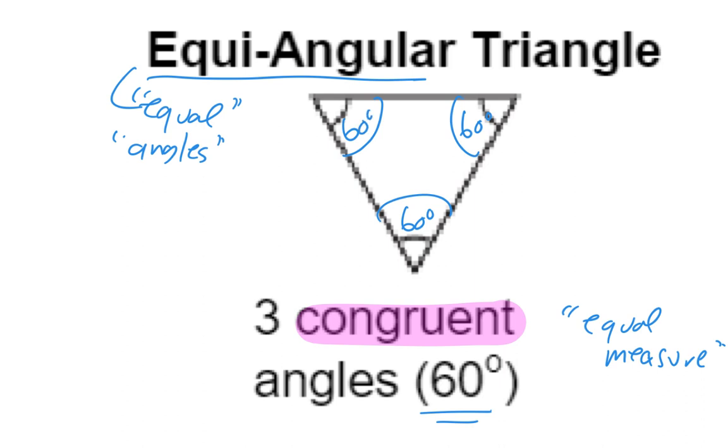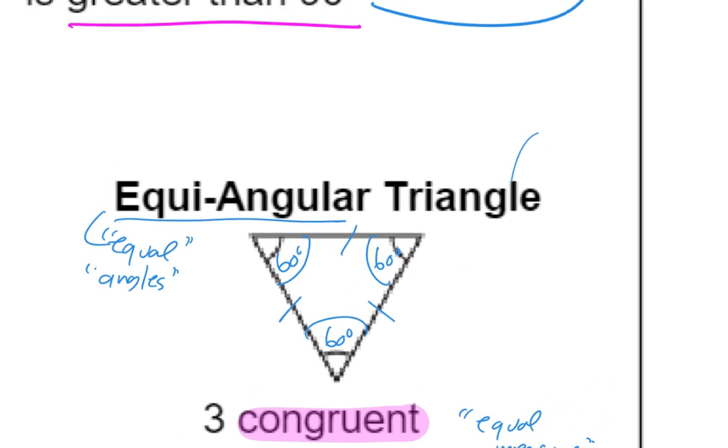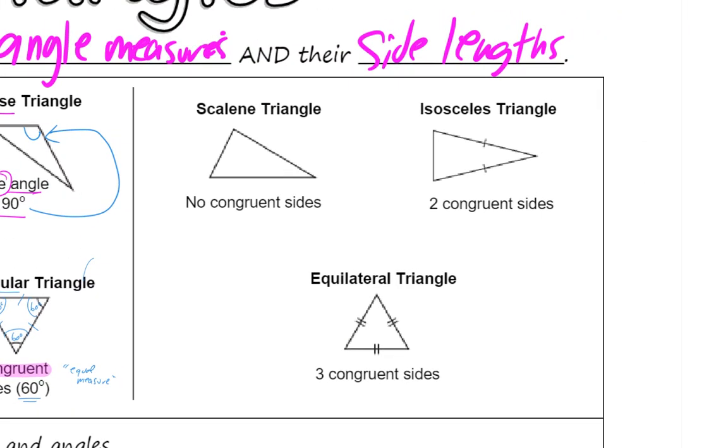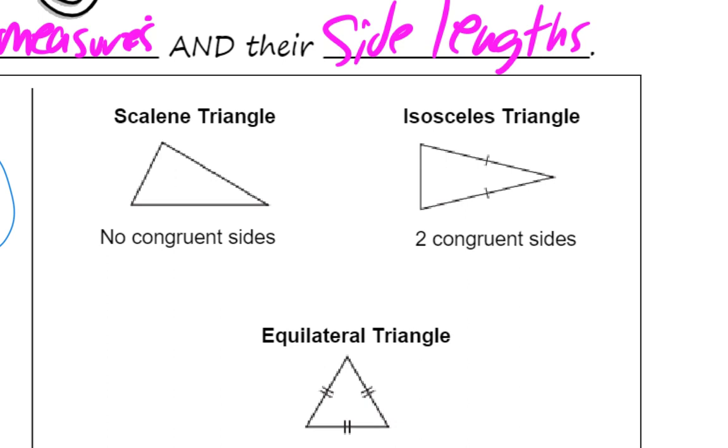Okay, so one other thing that we know is that when they are equal angles, they are also equal sides, right? So we'll talk about that in just a moment as well. So that's also an equal angle one. It's also going to be equilateral. All right, so those are on the angles. So we're going to use that first to classify a triangle. And then the second way is by their side lengths. And so that's what we're going to talk about right now.